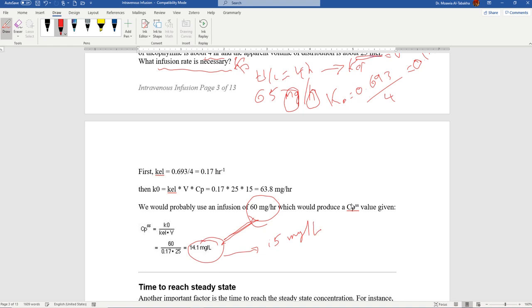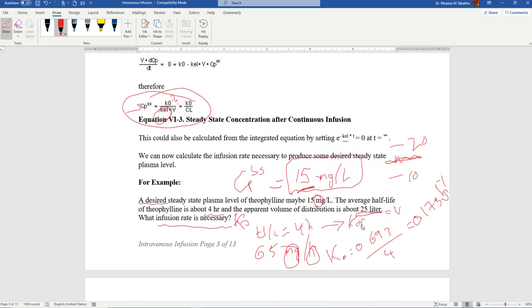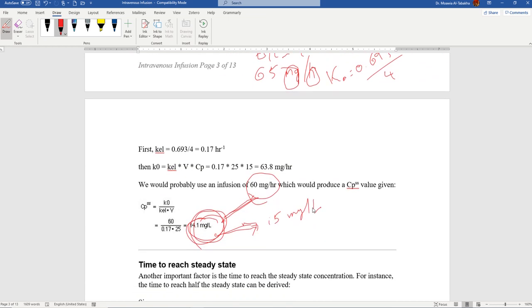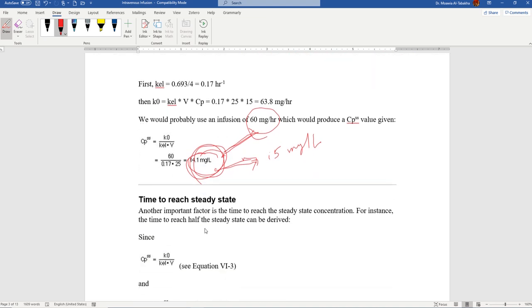Is this a problem? It's not a real problem, since it's very close to the desired or target concentration. Using 60 is more convenient compared to 64.9 something. So this is more convenient, and I can use it, provided I know the therapeutic window of this drug. We said the therapeutic window is from 10 to 20, which means 14.1 is good enough.